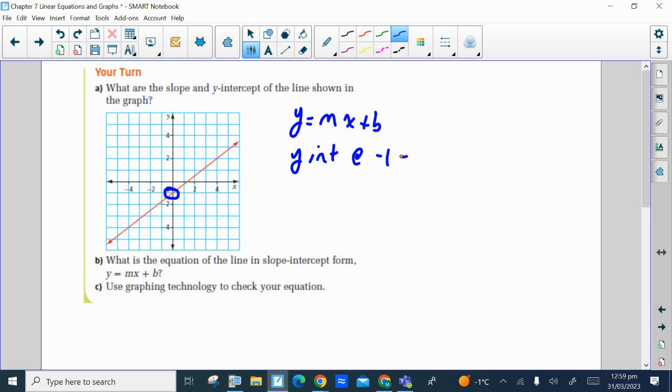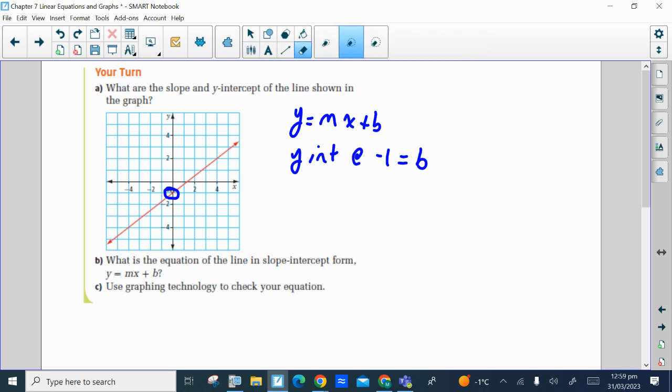And which parameter is that in the equation? Is it the y, the m, the x, or the b? It's the b. It's not the y, it's b. B tells you the y-intercept. The y-intercept is b. So our b value is -1 for this equation.